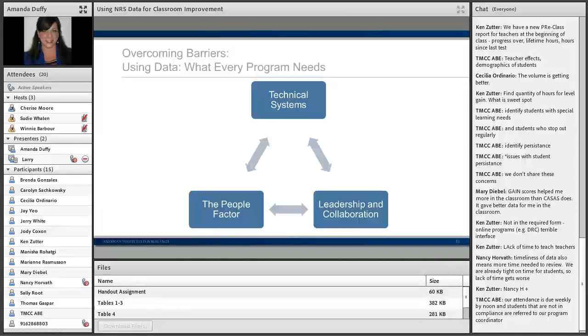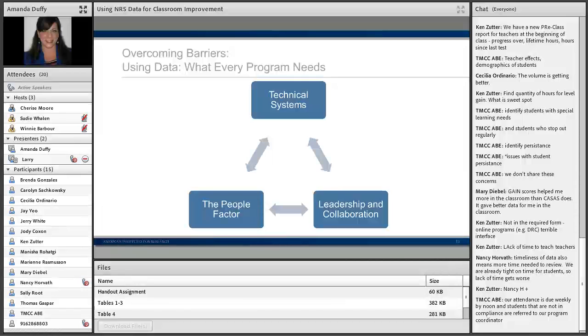So we have a few comments in here I just want to touch on. So Nancy said the timeliness of the data also means more time needed to review. And we're already tight on time for students, so lack of time gets worse. And yes, Nancy, I completely understand that. And Ken agrees. And TMCC shares that attendance is due weekly by noon, and students that are not in compliance are referred to our program coordinator. Right, so that sounds like you've got the technical system piece, working with the leadership and collaboration that is then going to move into that people factor. TMCC, it sounds and looks like for this particular data point, attendance, that all of these pieces are working in harmony to achieve the results that you want to achieve. That's awesome.